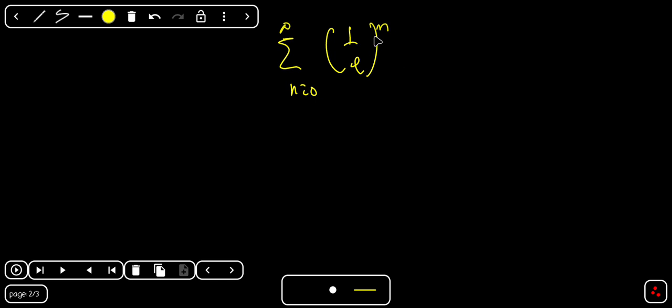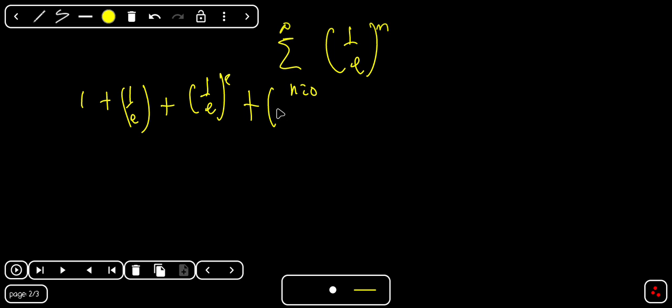So how do we solve this geometric series? You can decide to put the values of n from 0. If you do that, when n is 0, you are going to have 1, plus when n is 1, you are going to have 1 over e, plus when n is 2, you are going to have 1 over e raised to the power of 2, plus when n is 3, you are going to have 1 over e raised to the power of 3, plus dot dot dot. You understand? So the first term, which is a, is equal to 1. So what will be the common ratio? The common ratio will be the second term divided by the first term, or the third term divided by the second term.